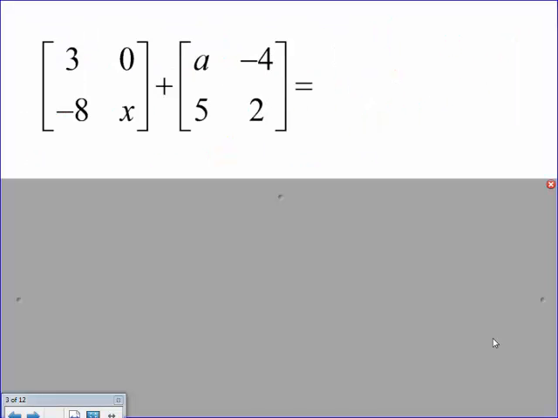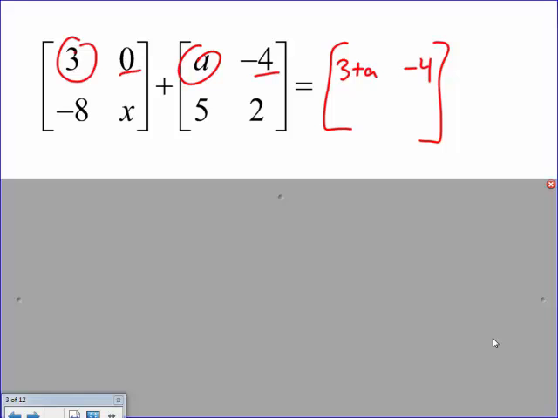What about when there's variables? Well, you just list the variables. So for example, I got a 2 by 2 adding to a 2 by 2. So I'm going to have a 2 by 2. Well, I got 3 plus a, which I can't add, so I'm just going to write 3 plus a in the top left. And then 0 plus negative 4, and negative 8 plus 5, and x plus 2. So I'm just leaving the variable in that case.